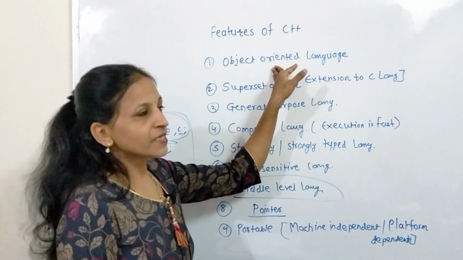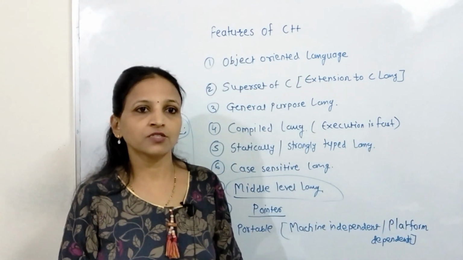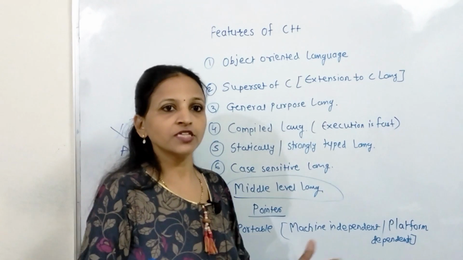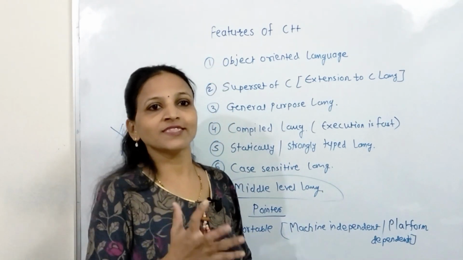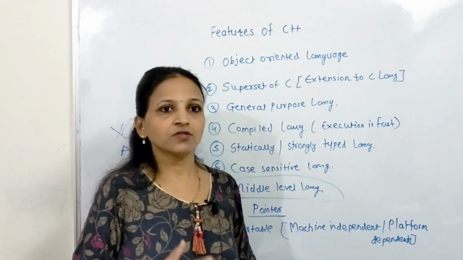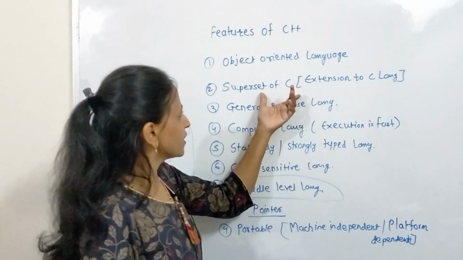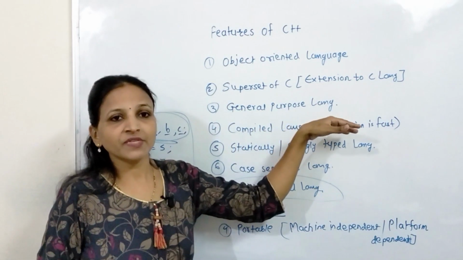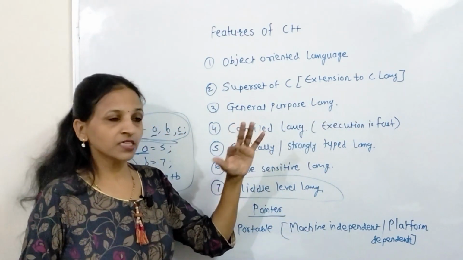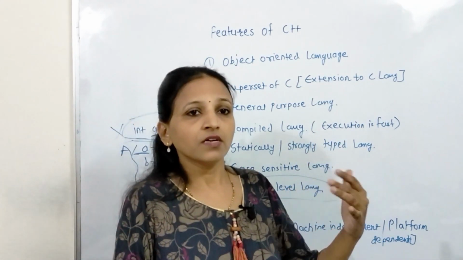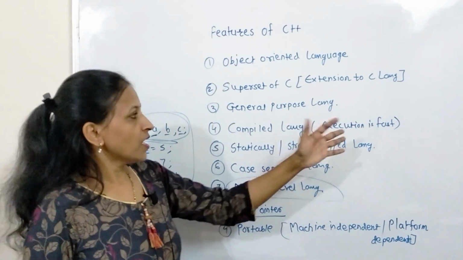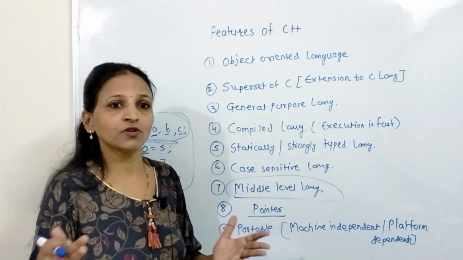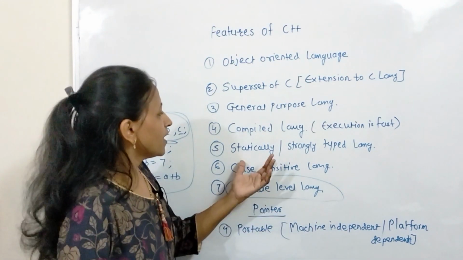Again, I am repeating, C++ is an object-oriented language. It has all the features of OOPs like classes, objects, inheritance. Then it is a superset of C because C++ is derived from the C language, only with object-oriented features added inside it. That's why we can say it is a superset of C or an extension to C. The next one, it is a general purpose language because we can develop any type of application. Then it is a compiled language because it has a compiler as the language translator, and that's why execution is fast compared with languages like Java or Python, which use an interpreter as the language translator.